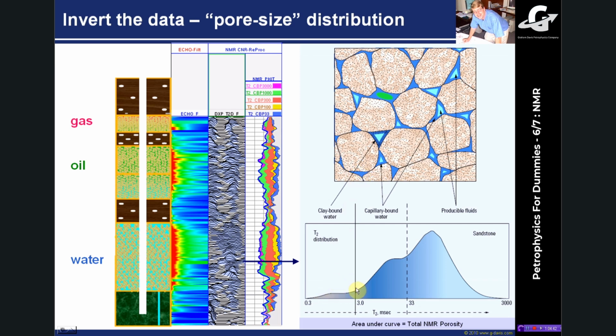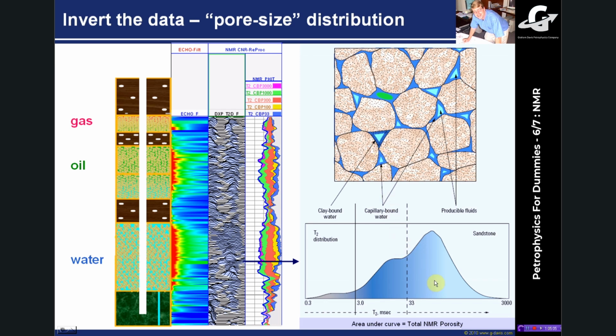Then there's a portion of the distribution that's associated with the capillary bound fluid. So this isn't actually held chemically within the rock, but it's held by wettability forces, capillary forces. This is the thin film of water that's held to the sand grains by capillary forces.